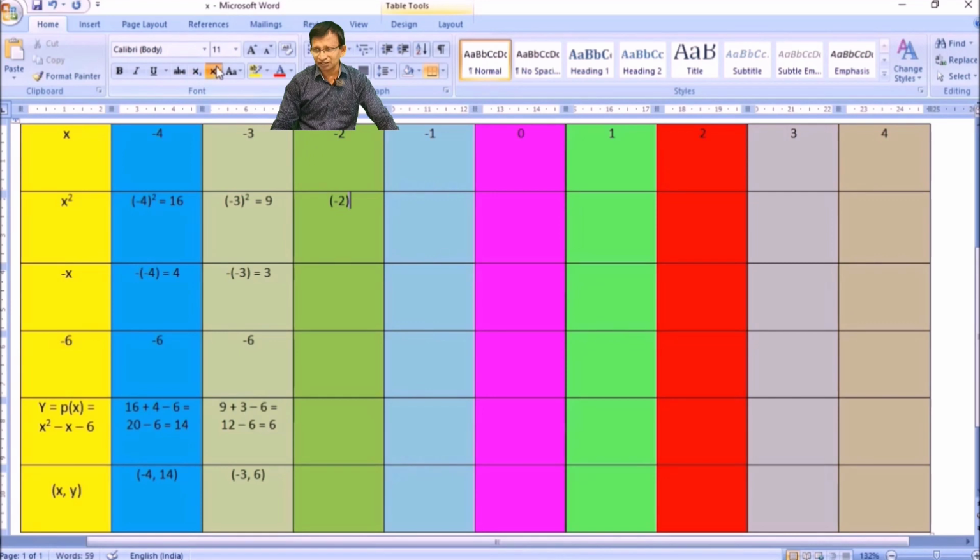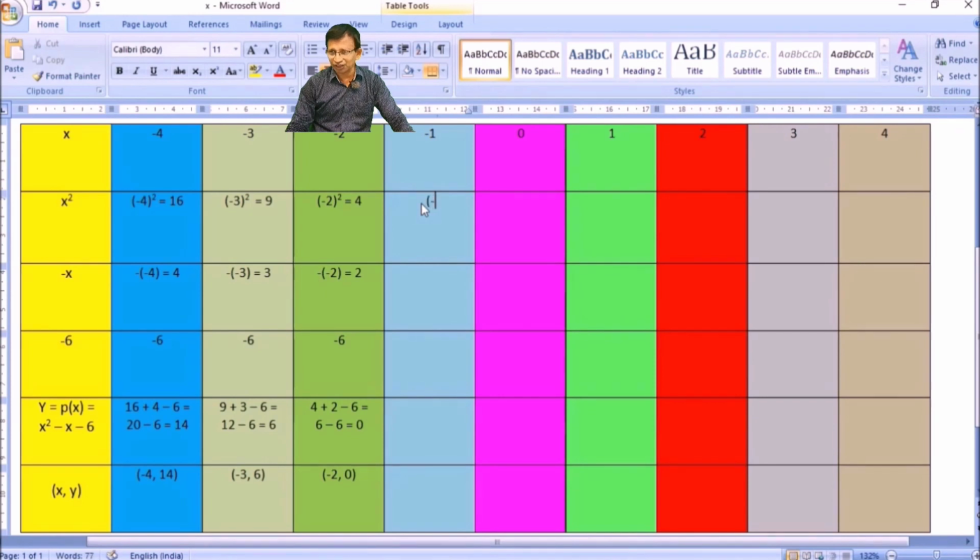Next, come to the fourth column. If x equals minus 2, then x squared is equal to minus 2 whole squared, which is equal to 4. And minus x equals minus of minus 2, which is equal to 2. The third term is minus 6. By adding these three terms, you will get 4 plus 2 minus 6 is equal to 6 minus 6, which is equal to 0. So the point is (-2, 0).